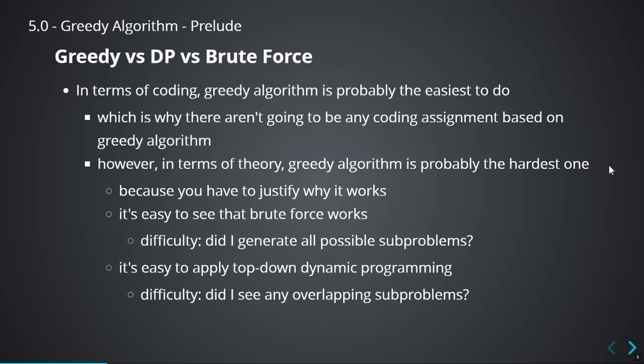So if you have a problem where you can apply the greedy algorithm, then you have to be able to justify that when I pick a local optimal, that is actually also the global optimal. It's like magic. Well, it's not magic because you have to prove it. But that's why greedy algorithm is hard. Because when you're using brute force, what do you have to do? You have to generate all possible subproblems. That's it. There's nothing more to it. You don't have to argue anything.